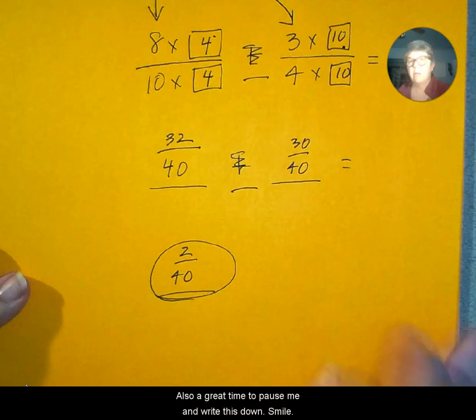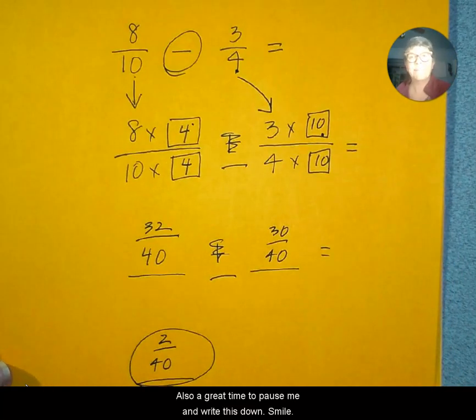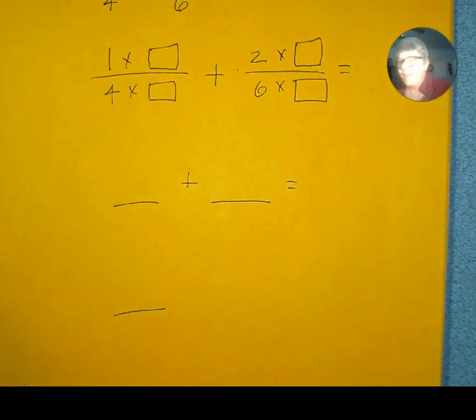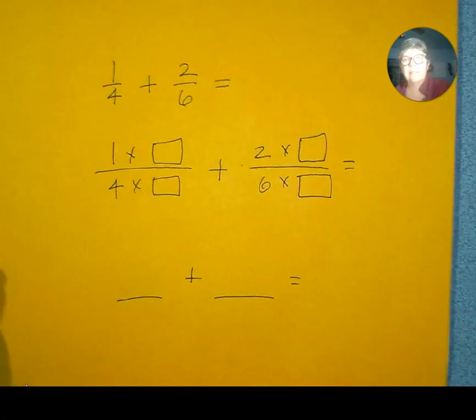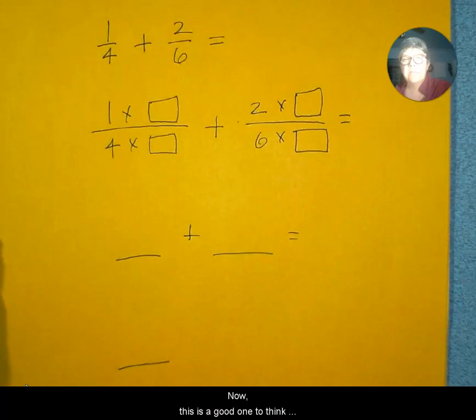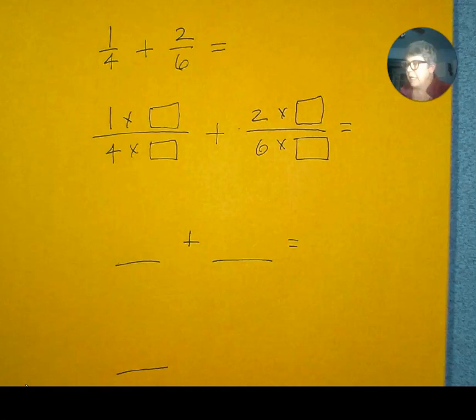All right. Also, a great time to pause me and write this down. Smile. Okay, good job. Let's go on to our next one. 1/4 plus 2/6. Now, this is a good one to think about whether we should multiply them by each other. Okay, let's just think about our fourths here.